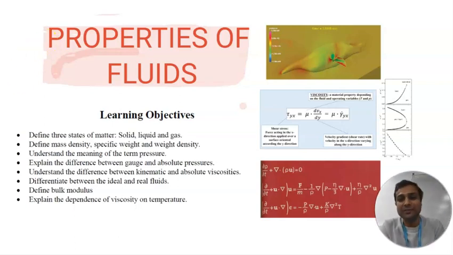Okay, properties of fluid. We will go briefly through the three states of matter: solid, liquid, and gas. We will define the mass density, specific weight, and the weight density. We will understand the meaning of the pressure term, which we already discussed. We will look into the terminology of gauge pressure and absolute pressure. And if we have time, we will discuss ideal and real fluid, bulk modulus, and viscosity with temperature. The last three we will do later, but the others we will try to cover with numerical questions as well.